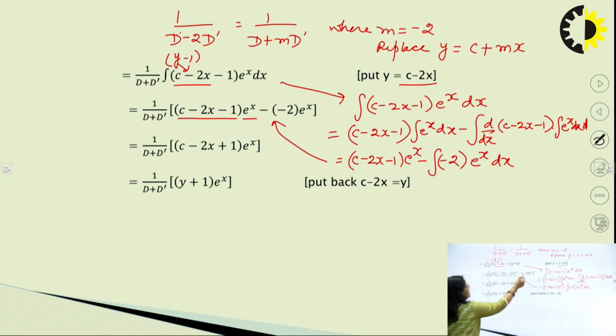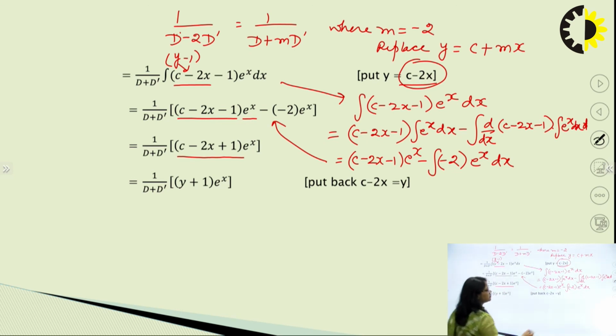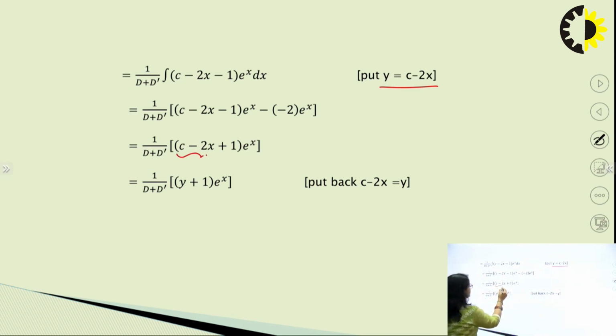Now this minus becomes plus, so I am having (c - 2x + 1) into e^x. So this c - 2x I have already considered as y in the starting. This is my y. So this c - 2x will again be replaced by y, and again we are having one more factor left over here to be applied. So this becomes (y + 1) e^x.